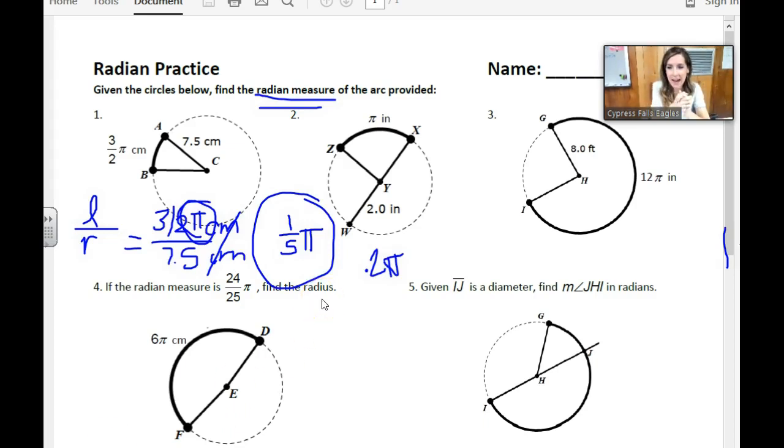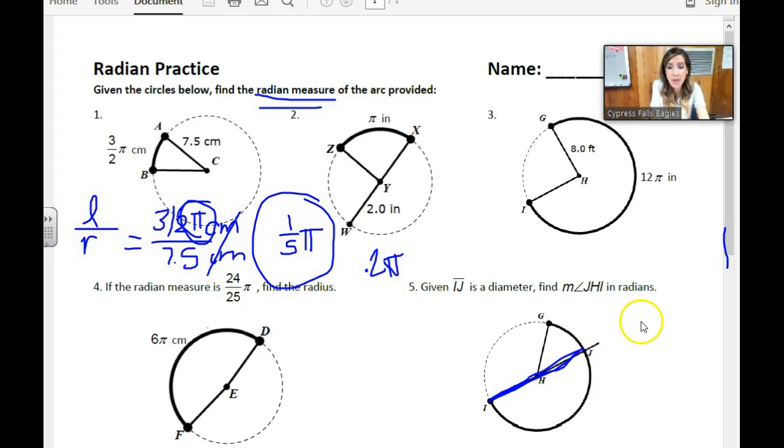Number 5, super quick. JHI. What kind of angle is that? Hello? Semicircle diameter. It's a straight angle. So you've got acute angles, you've got right angles, you've got obtuse angles, and if you go all the way 180 degrees, it's a straight angle.